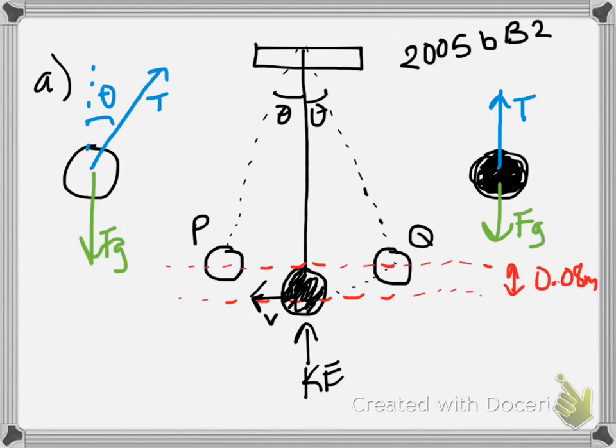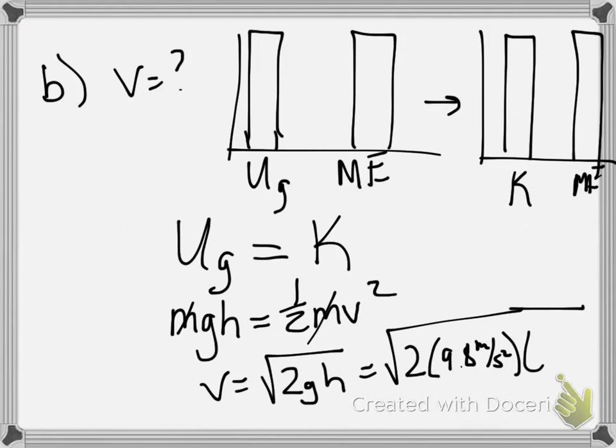Now what's h? Well, h is how high it is above where we call our 0. So if our 0 is right here, then h would be that 0.08 meters. And when you do the calculation, you get 1.25 meters per second.